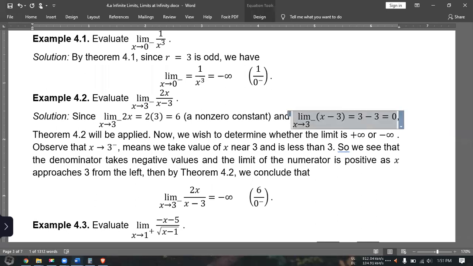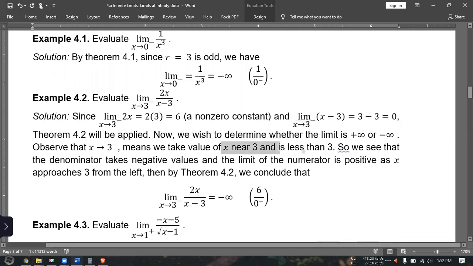Okay, by direct substitution, we have 3 minus 3, which is 0. So we wanted this time to see which part of the values of x we came from. Is it from the negative side or from the positive side? We can determine that by observing our given input. Observe this one. Our x is trying to approach 3 from the left side. Meaning to say, we are to use values of x that are near 3 but less than 3.